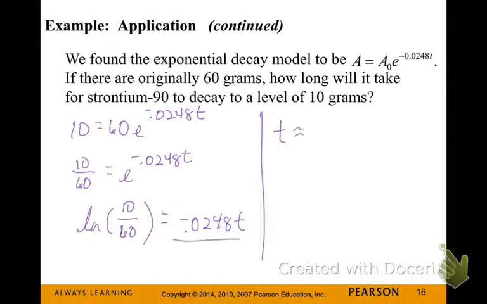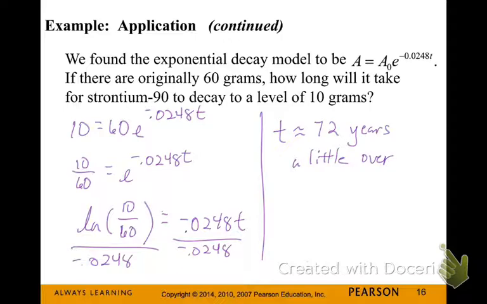And when we do, we'll see that our time will be about 72 years. A little bit over. So it was like 72.2 or 3, and so a little bit over that.